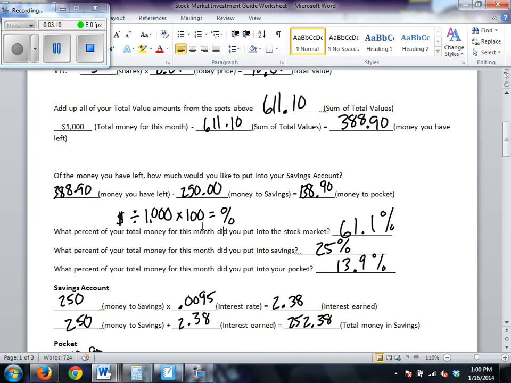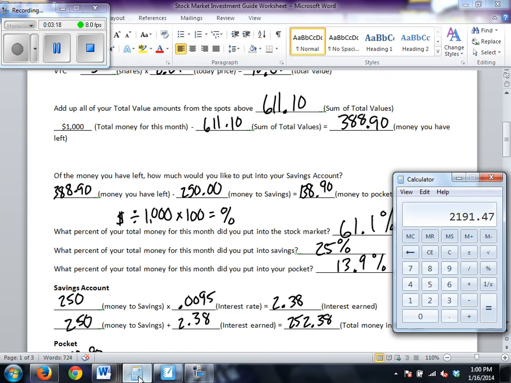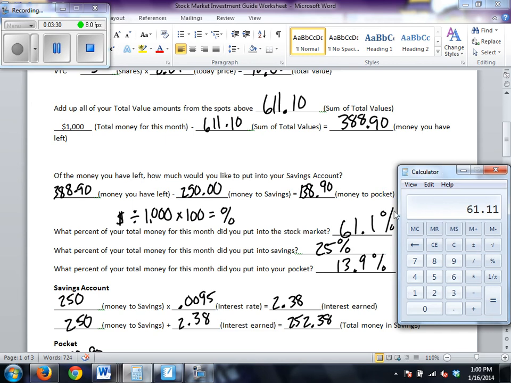So I'm going to take $611.10, divide it by 1,000, multiply by 100, and I can go ahead and do that for you on my calculator. $611.10 divided by 1,000, multiply it by 100, and I get 61.11. So I'm going to round that to the nearest tenth, so 61.1%. Okay? Then I'm going to take the money I put in savings, which is $250.